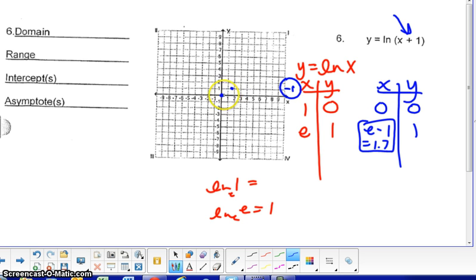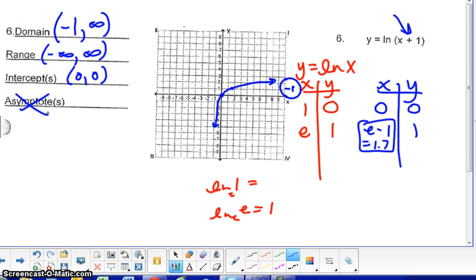And my log will go to the left, so my boundary also moves to the left. It usually got closer and closer to the y-axis without crossing over it, but now, since it shifted 1, it's going to get closer and closer to -1, which leads us to domain. So it's going to go to -1 without actually crossing over it, and it goes to infinity to the right. The range, it goes forever all the way down, and then also up forever. The intercepts, you can see, are at 0, 0, and that would be it. And the asymptotes you do not have to do.